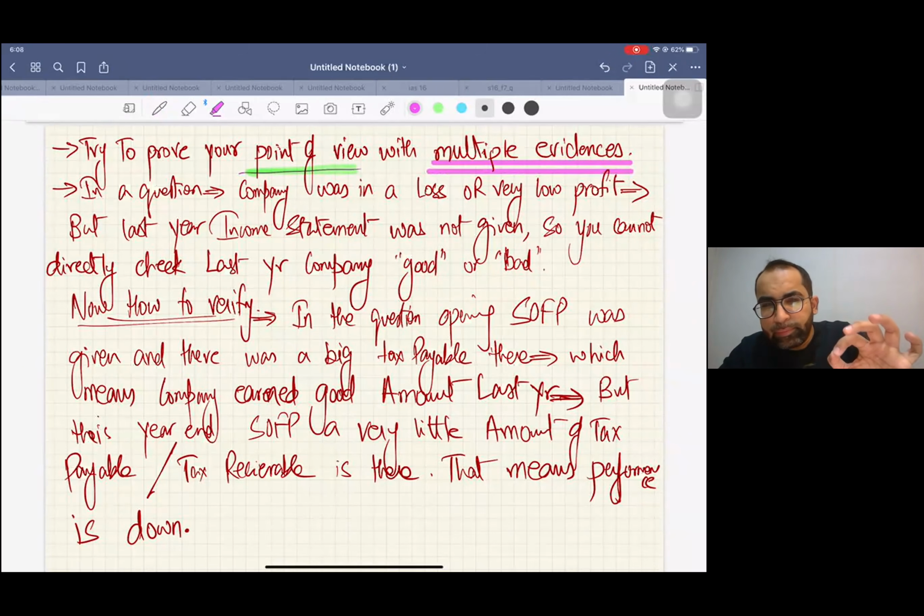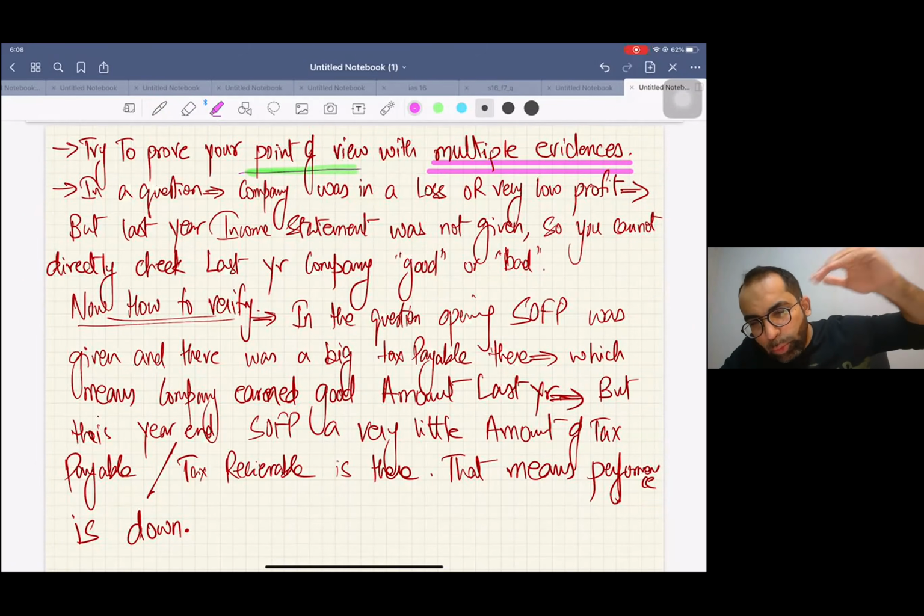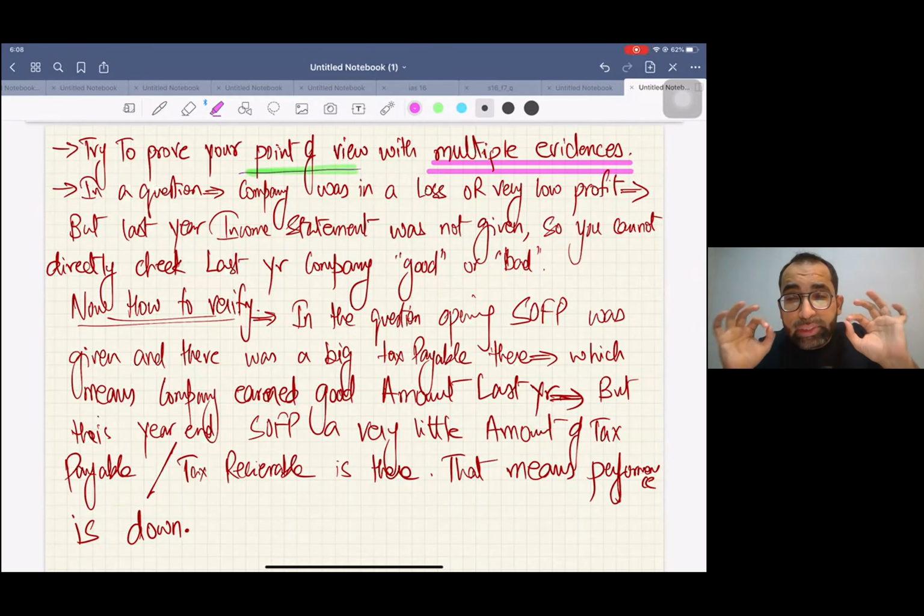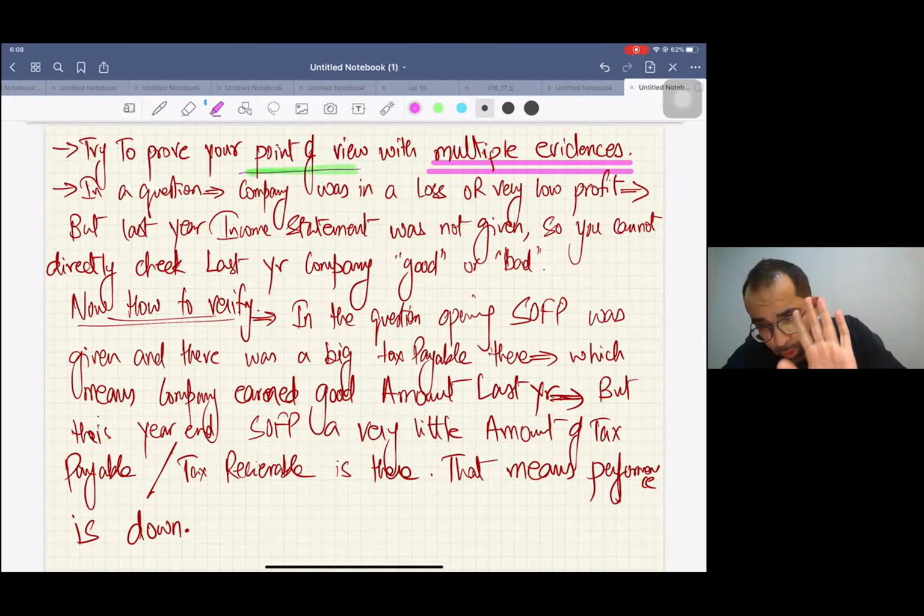For example, you have observed that the company's performance is going down. Now prove it using multiple evidences. You can prove it through sales, that sales is on decline. You can prove it through different profitability ratios and a few more techniques.